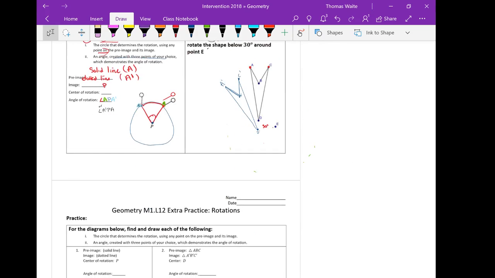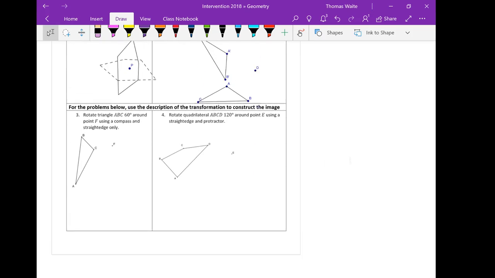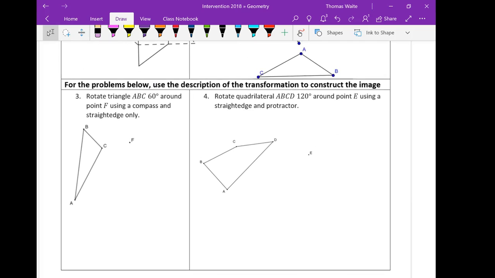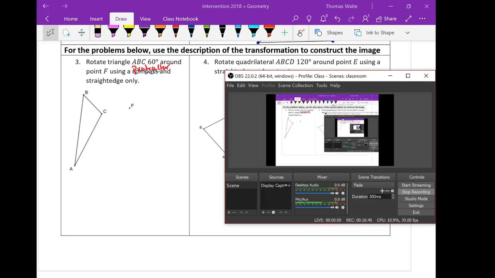All right, on the back side, there are 2 questions that ask you to do like we did in example 1, to draw a circle and identify the angle of rotation. And then in 3 and 4, there's 2 questions that ask you to actually rotate a quadrilateral or a triangle using a compass and straight edge, or a protractor and straight edge. This should be a protractor. All right, so try those out. Check your solutions with your intervention teacher, and that's it for our extra practice on lesson 412.